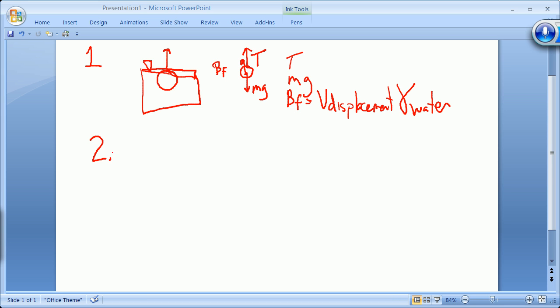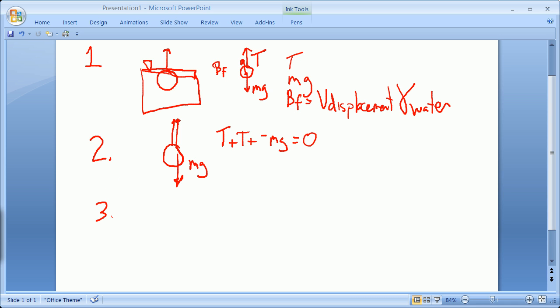Problem number 2, form of problem. Something very similar, held up by 2 wires, 1, 2, straight up, and that you know that the weight down is mg, and that you know T plus mg, with mg being negative, minus mg equals 0. That's a second form of problem, believe it or not.